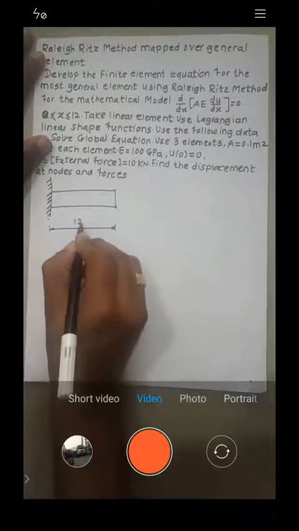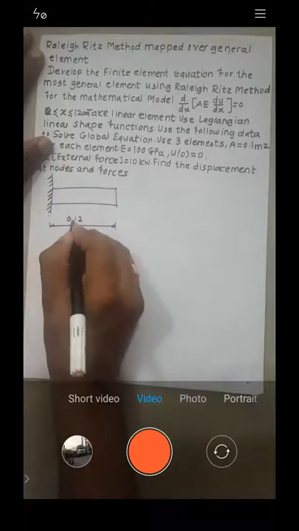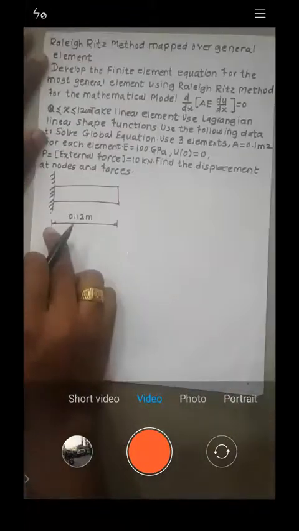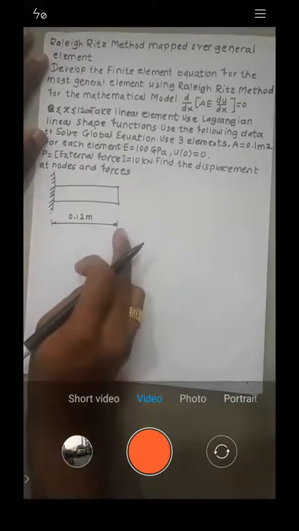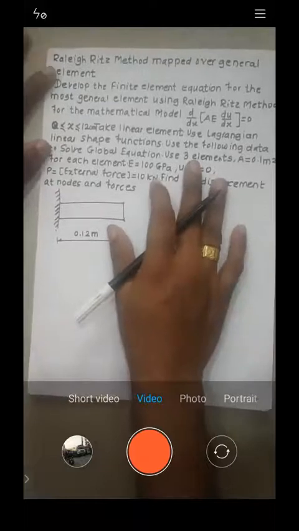This total length is 12 centimeter, right? So I will write it as 0.12 meter. Here x is 0, and here x is 12. That means the total length of the element is 12, right?